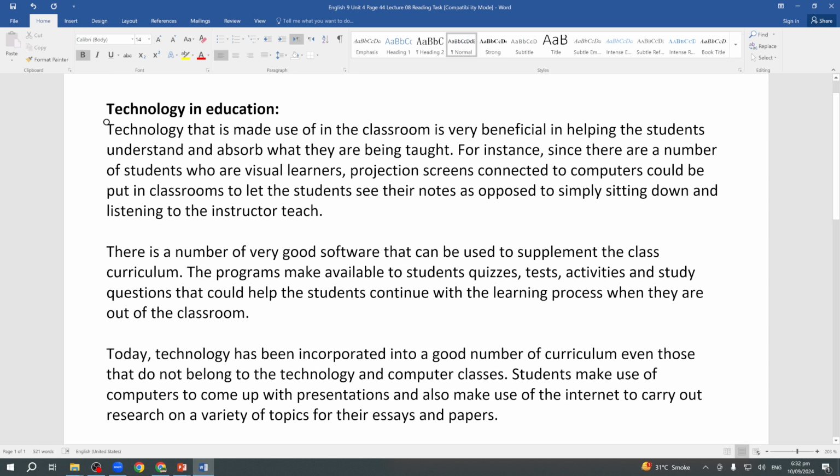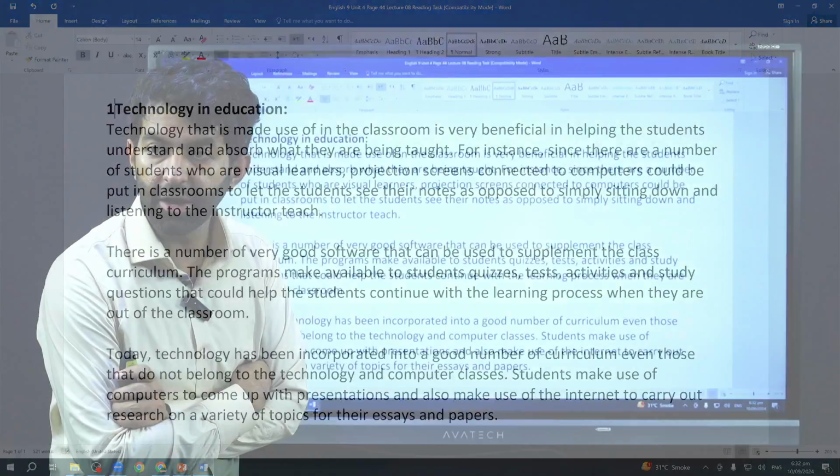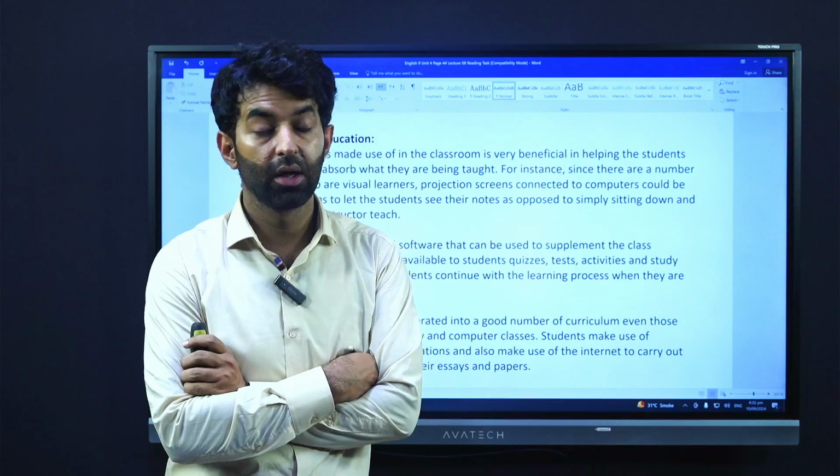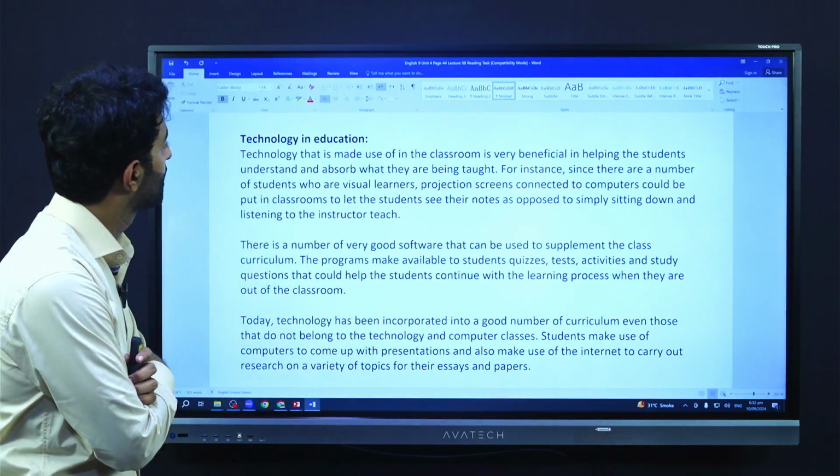Technology that is made use of in the classroom is very beneficial in helping the students understand and absorb what they are being taught. This is your opening statement of the paragraph. क्या क्लियर हुआ हमें इससे?